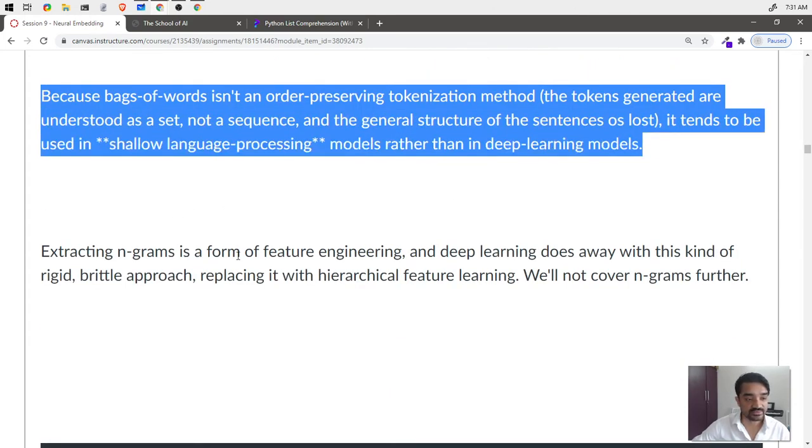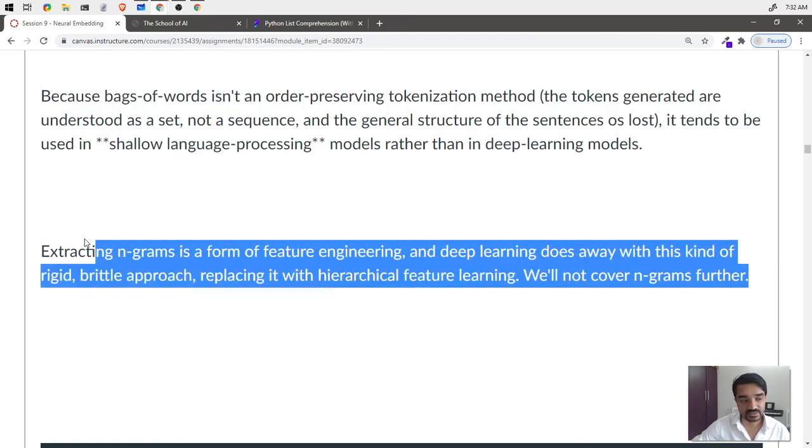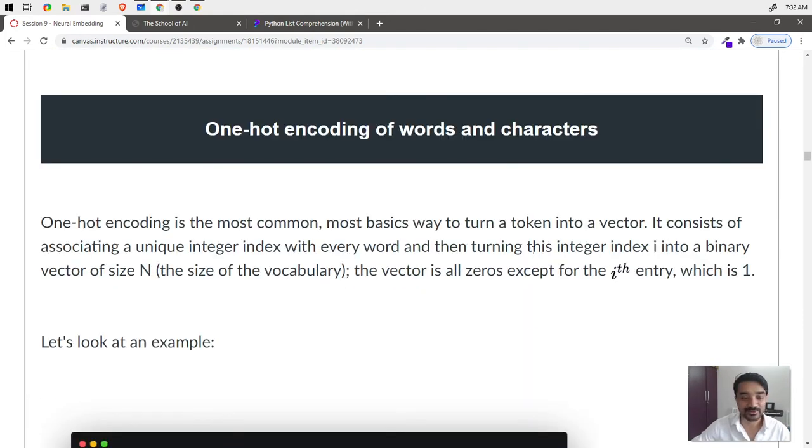Now, extracting n-grams is a form of feature engineering, and deep learning does away with this kind of rigid, brittle approach, replacing it with hierarchical feature learning. We will not cover n-grams further, right? So n-grams are useful. You should know them if you are looking at NLP, but that's the end of n-gram for us.